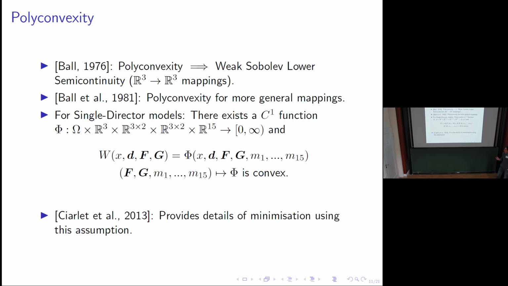Okay, and then as I said, you can establish lower semi-continuity. In fact, CLA 2013 takes this assumption and works on the single director Cosserat model, and he gets existence theorems with almost the same assumptions that we made, orientation preservation, etc. So that has all the details of this minimization.